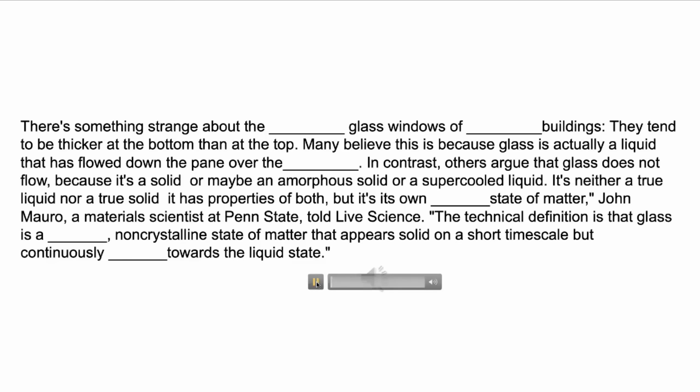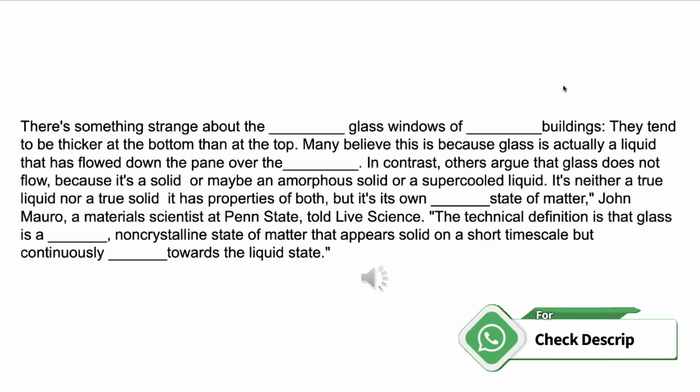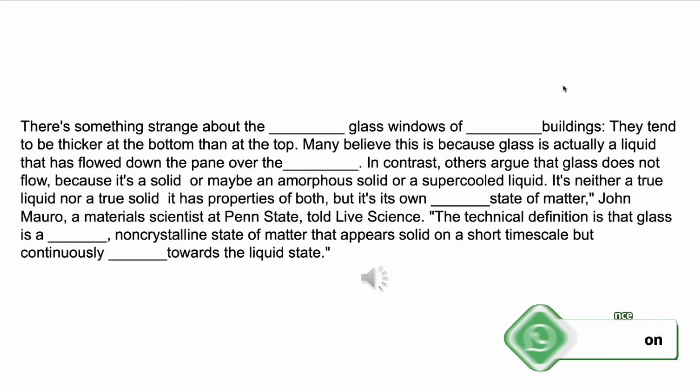Let's start. There's something strange about the stained glass windows of medieval buildings. They tend to be thicker at the bottom than at the top. Many believe this is because glass is actually a liquid that has flowed down the pane over the centuries. In contrast, others argue that glass does not flow, because it's a solid, or maybe an amorphous solid or a supercooled liquid. It's neither a true liquid nor a true solid. It has properties of both, but it's its own distinct state of matter, John Morrow, a materials scientist at Penn State, told Live Science. The technical definition is that glass is a non-equilibrium, non-crystalline state of matter that appears solid on a short timescale but continuously relaxes towards the liquid state.